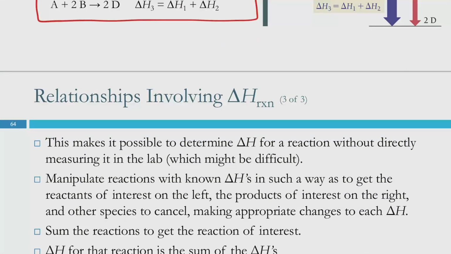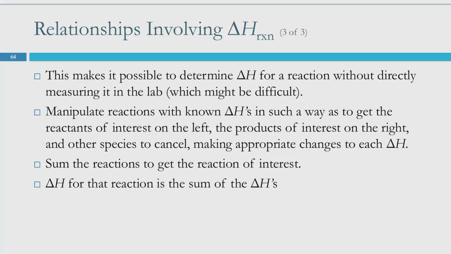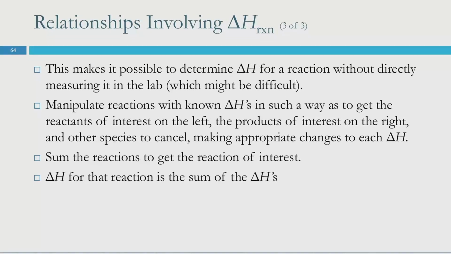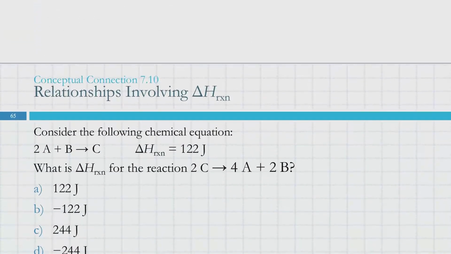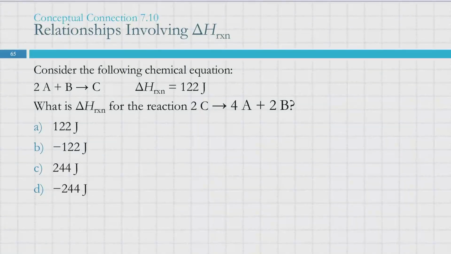So why this is important, why this is helpful, is that some reactions are difficult to measure, or maybe nearly impossible to measure, but we can measure individual steps that would lead up to that total reaction. And so this lets us take some delta H values that we know for reactions that we know and manipulate them, change their coefficients, multiply them to make them bigger, divide them to make them smaller, flip them left and right, and then add them together to get the overall reaction that we want. So it lets us indirectly get to the delta H value that we want.